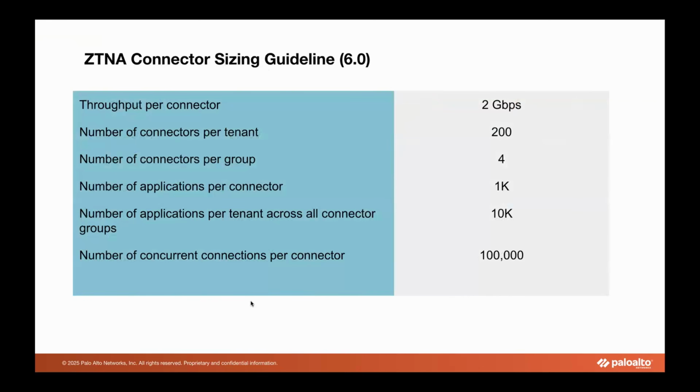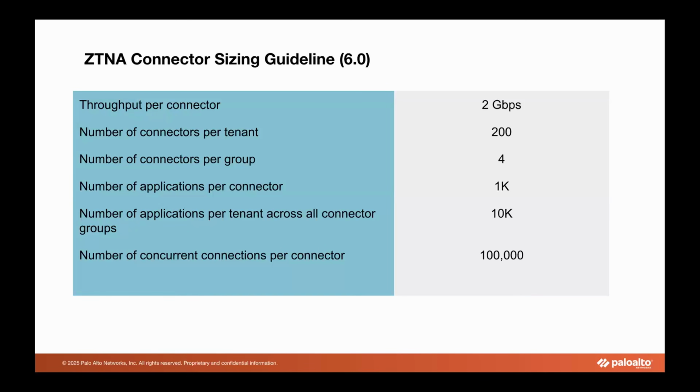Now, moving forward, this is just for your understanding. This is a sizing guide. And as shown here with the latest 6.0 release, we are supporting 2 Gbps per connector, and that is for a single client with a single ZTNA connector setup for private applications. This throughput may vary according to the traffic. So right now, the 2 Gbps we are showing is for HTTP.